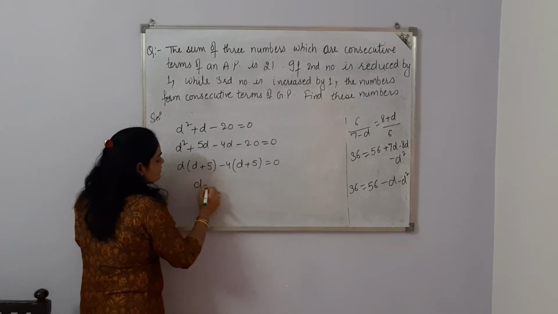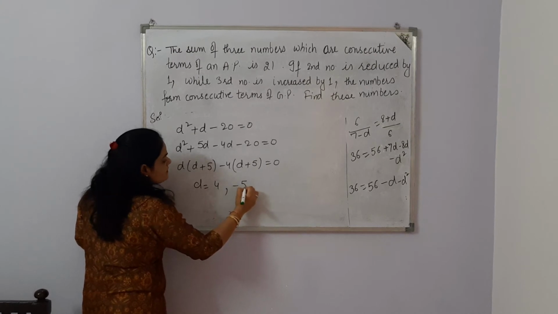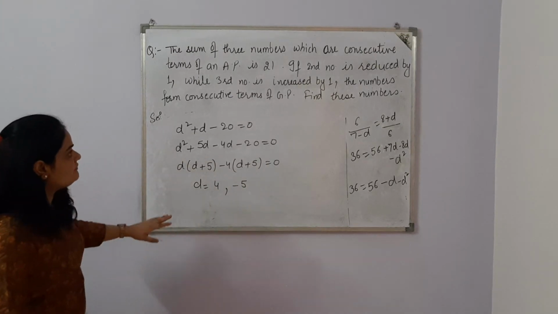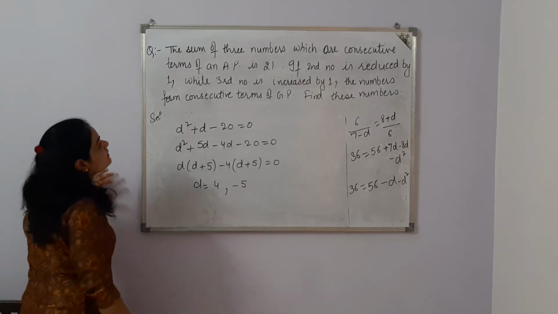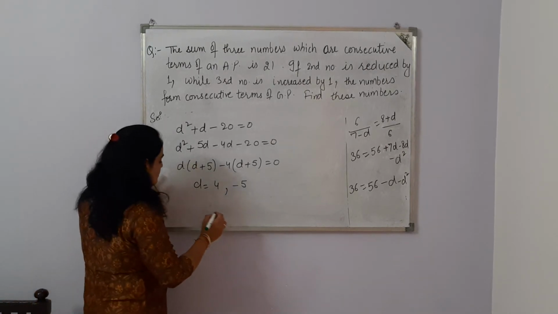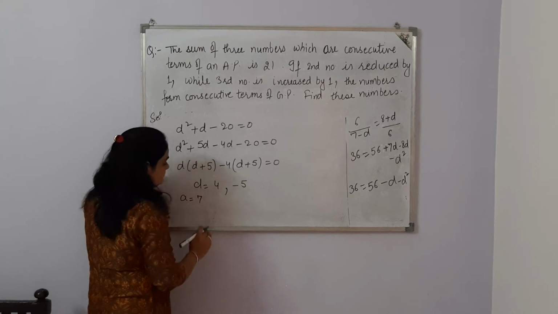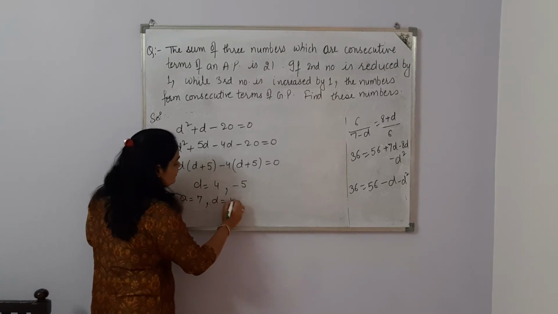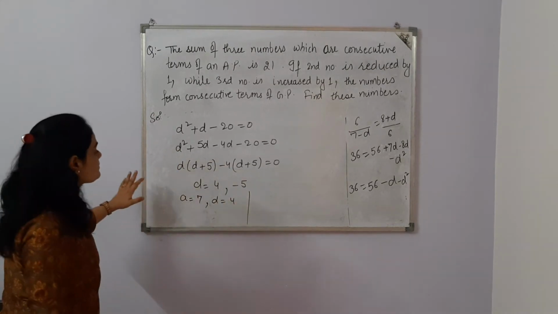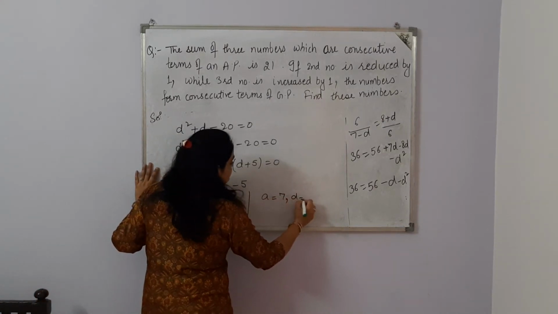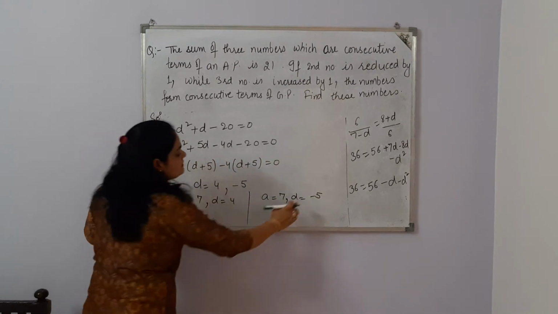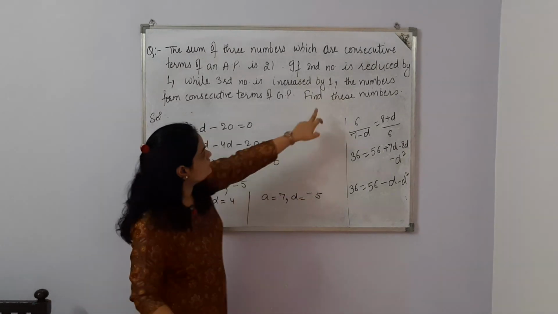So there are two values of D. One is 4 and one is minus 5. We have the value of A, we have the value of D. Now A is equal to 7 and D is equal to 4, or A is equal to 7 and D is equal to minus 5. Can we find the numbers? Because he wanted to find these numbers.